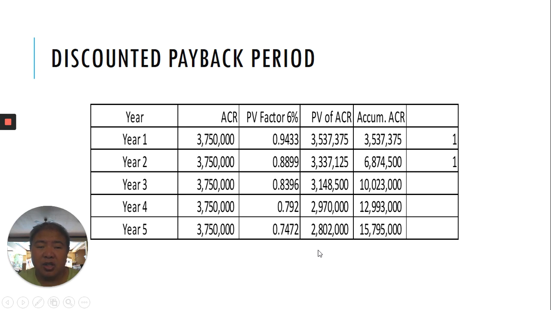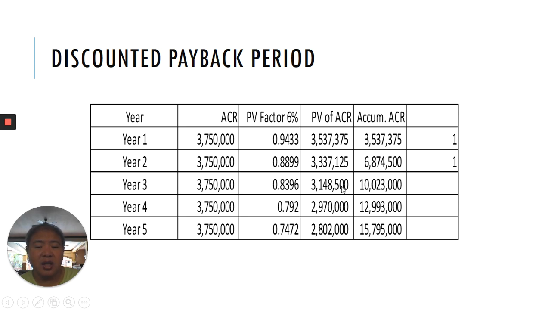simple formula earlier. So what we will do is accumulate the annual cash return. On year one, your annual cash return is 3.5, and that is also the accumulated annual cash return. Going to year two, the present value of annual cash return is 3.3. So 3.5 plus 3.3, you get 6.8. Now again, this is less than the 10 million investment. So after 2 years, the cash flow is still short of the 10 million investment.